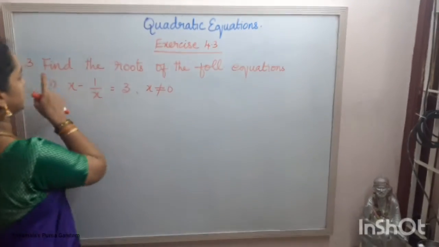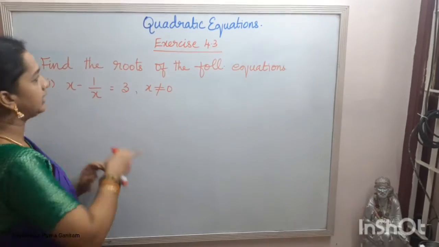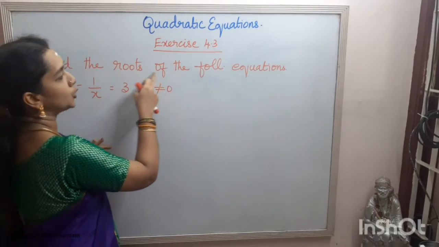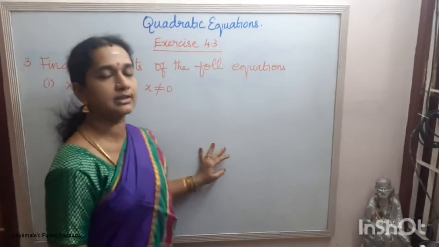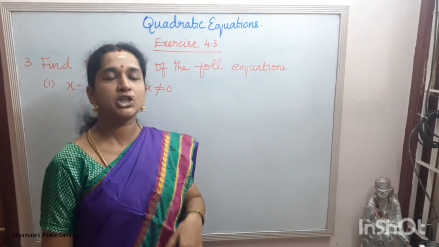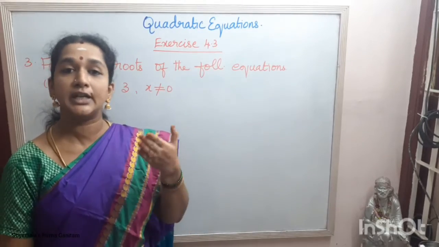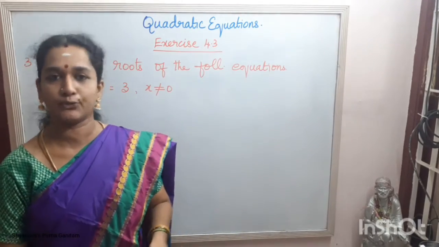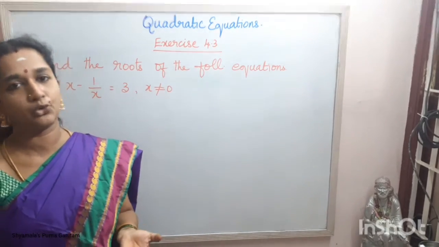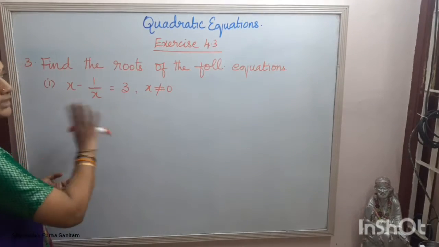Okay. The third sum, 2 sums already I have completed. So the third sum is: find the roots of the following equation. Since it is not specified anything, whichever method of finding the roots of the given equation is convenient for you, you can follow and use that method to find the roots.